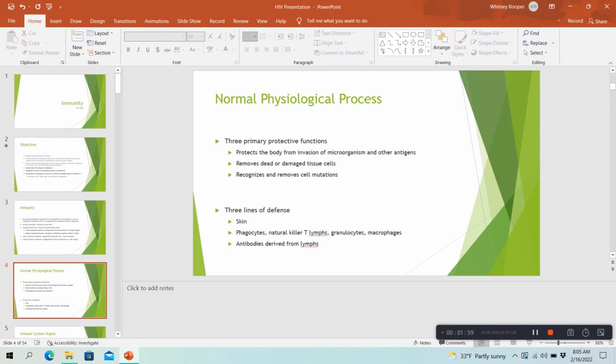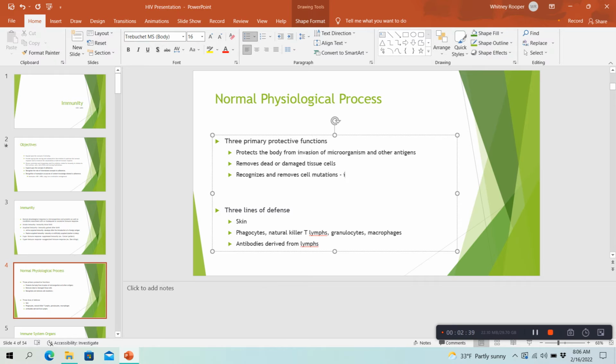3 primary protective functions. It protects our bodies from the invasion of microorganisms, removes dead or damaged tissues. So we kind of talked about that with a normal cell. They are supposed to die when they need to. Our immune system has to clean those up so that they just don't linger in our body. And then it recognizes and removes cell mutations. So what does that mean? We kind of reviewed that when we discussed cancer. So we have cell mutations. Usually our body can recognize that. They can get rid of those mutations. But if they can't, then what happens? We have cancer. So those things can happen.